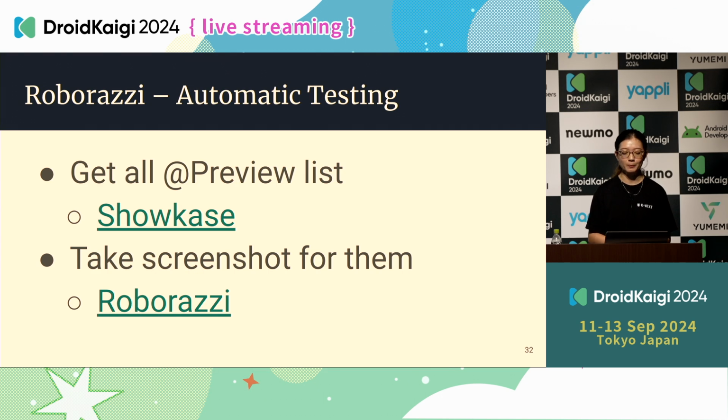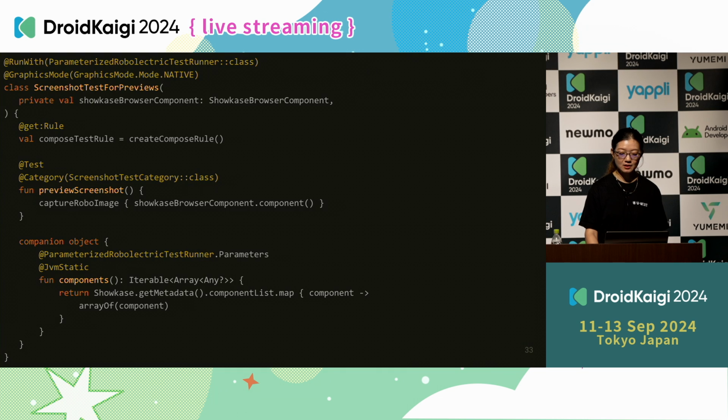Here is one of the popular solutions. It can automatically perform screenshot testing for all your Compose previews. However, please keep in mind that if your component doesn't have a preview, it won't be included in the tests. This approach needs a tool like Showkase to gather all the preview composables in your project. Once you have the list, Roborazzi can then take screenshots for each of them, ensuring that your UI components are visually validated without manual intervention. This is a simple code example to demonstrate how to set up automated testing with Roborazzi.